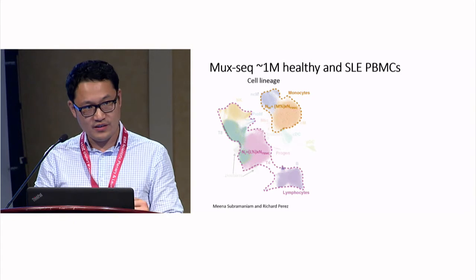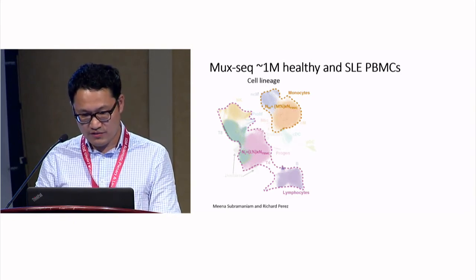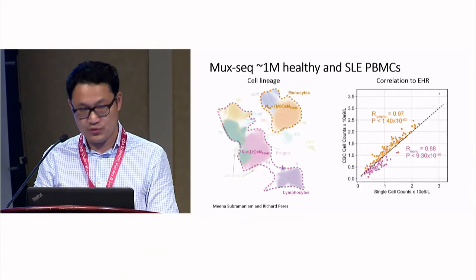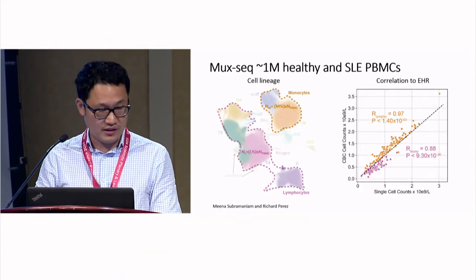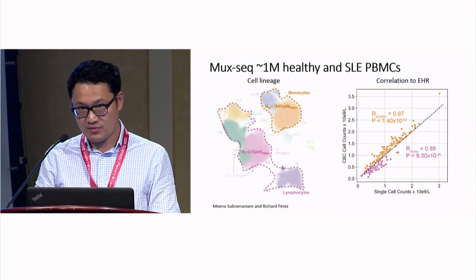And so we really wanted to assess how quantitative our data is. And really, to our surprise, the correlation of monocyte and lymphocyte counts was really good between single-cell estimates and what's reported in the EHR for the same donors. For lymphocytes, it's about 0.97. For monocytes, it's about 0.88.